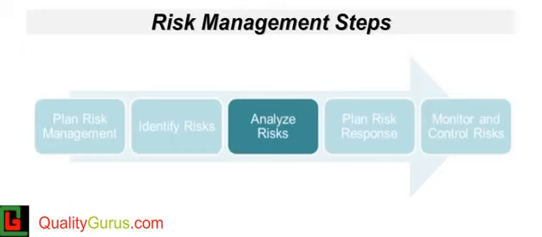Organizations do not have resources to address all risks. After having the list of all potential risks, the next logical step is to analyze and prioritize risks. Some risks may need detailed action plan, and some may just need periodic monitoring. The organization may accept some of the risks without any action. In this step, that is analyze risks, we will look at how the risks are analyzed and prioritized.